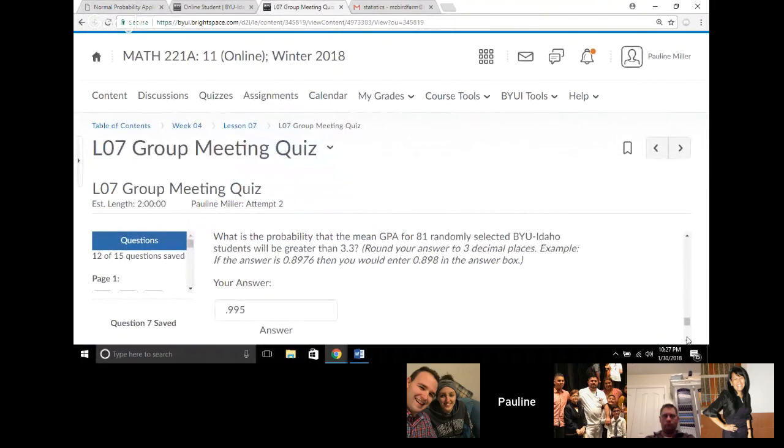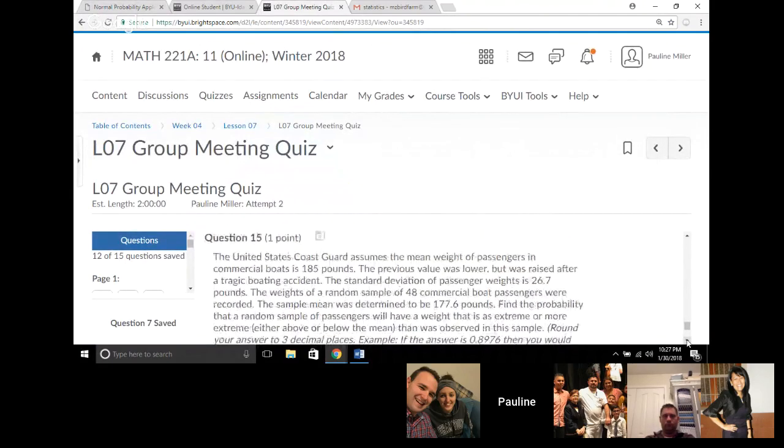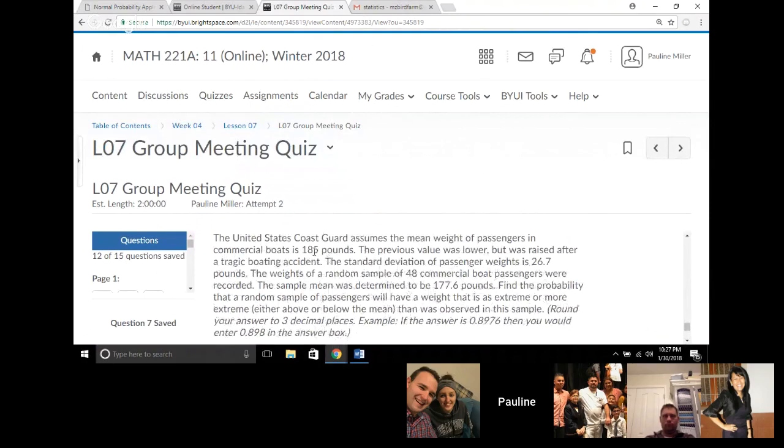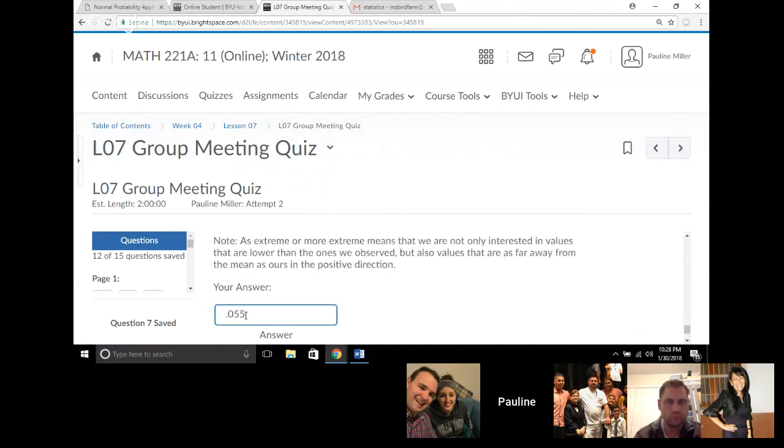And then the last one, so the mean, the middle part is going to be 185, but of the 48 that they sampled, it was 177 with a standard deviation of 26.7. So you take the 177 minus the 185, divide that by the 26.7 divided by the square root of 48. And we came up with 0.55.